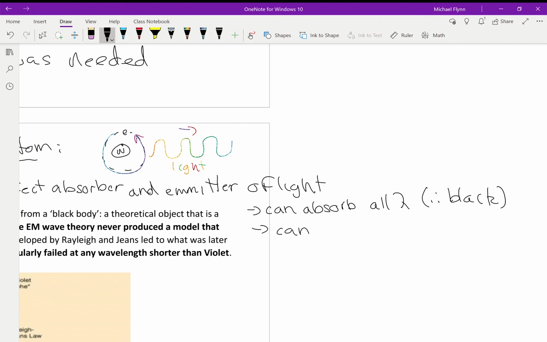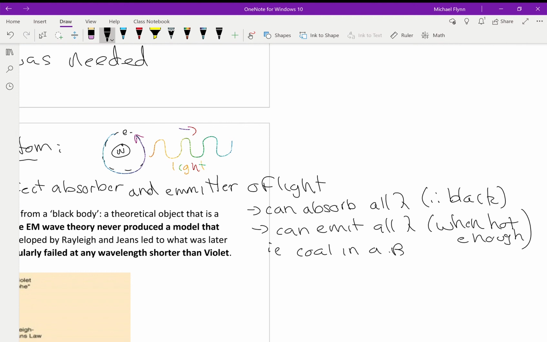So a red shirt absorbs all the colors except for red, right? A white shirt is reflecting all the colors, but a black object would absorb all the colors. And it can emit all the colors when hot enough. So the classic example is a coal in a barbecue, let's say. When the barbecue is cold, what color is the coal? Well, it's black, so it's an absorber of light in that case.